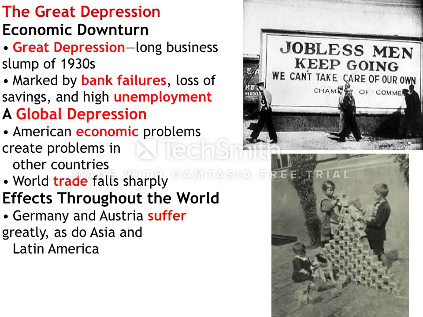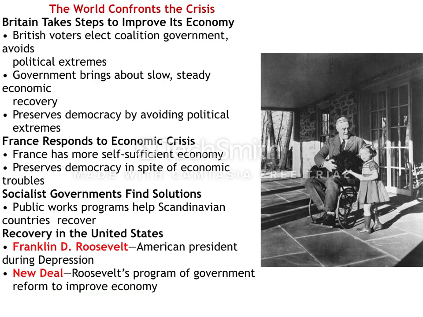Germany and Austria suffered greatly, as did Asia and Latin America. Eventually, the entire world would fall into a massive economic depression that would last at least 10 years. Now, people were desperate to see a solution to the global economic crisis. Now, we'll start with England. They improved their economy by electing a coalition government, avoiding political extremes. They invested money back into the country and saw a slow, steady economic recovery.